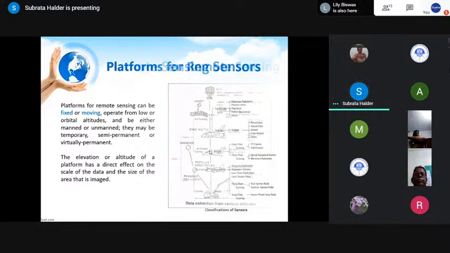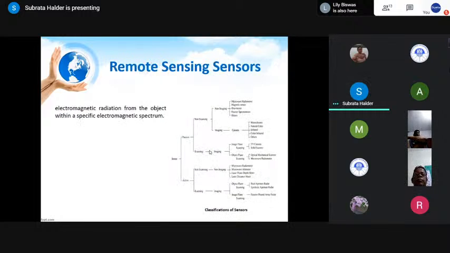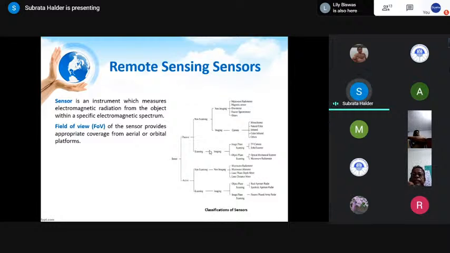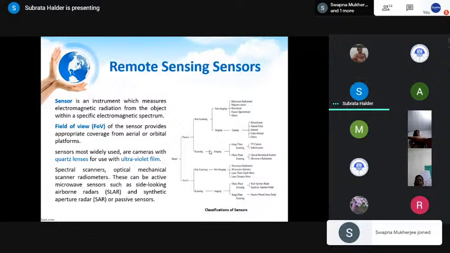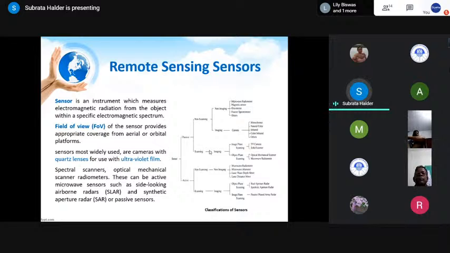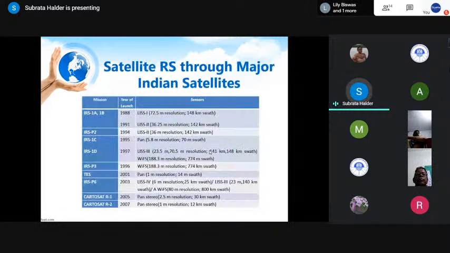A remote sensing sensor is an instrument which measures electromagnetic radiation from an object within a specific electromagnetic spectrum. The field of view of the sensor provides appropriate coverage from the aerial or orbital platform. Sensors most widely used are cameras with quartz lens for use with ultraviolet film, spectral scanners, optical mechanical scanners, and radiometers. These can be active microwave sensors such as side-looking airborne radar, that is SLAR, and synthetic aperture radar, that is SAR, or passive sensors.